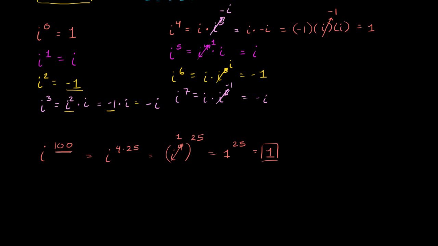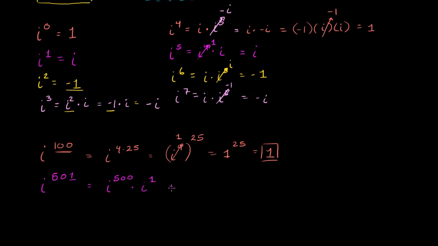Now let's try something a little bit stranger. Let's try i to the 501st power. In this situation, 501 is not a multiple of 4, so you can't just do that simply. But what you could do is write this as a product of two numbers, one that is i to a multiple of 4th power, and then one that isn't. 500 is a multiple of 4, so you could write this as i to the 500th power times i to the 1st power. You have the same base, and when you multiply, you can add exponents. So this would be i to the 501st power.